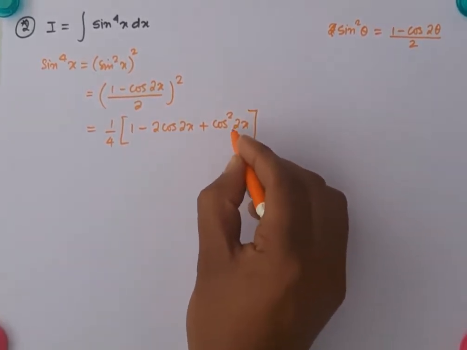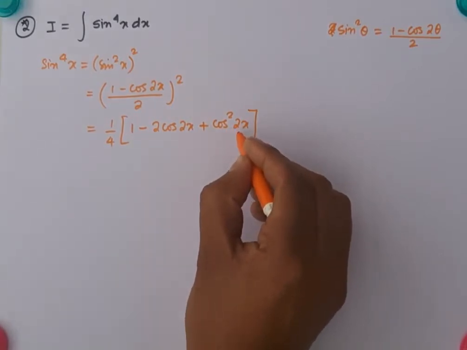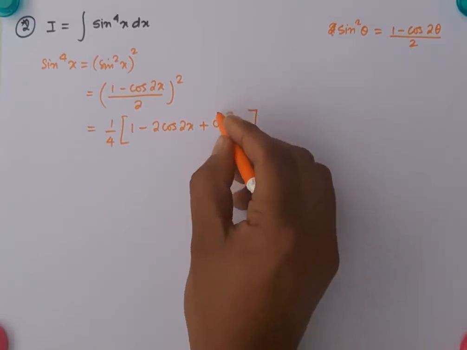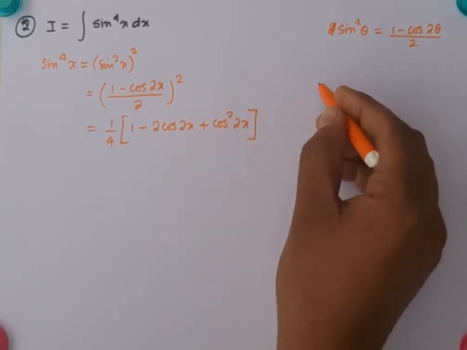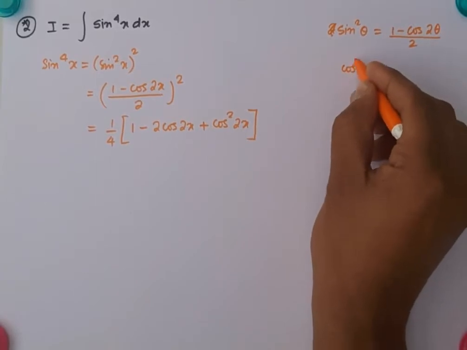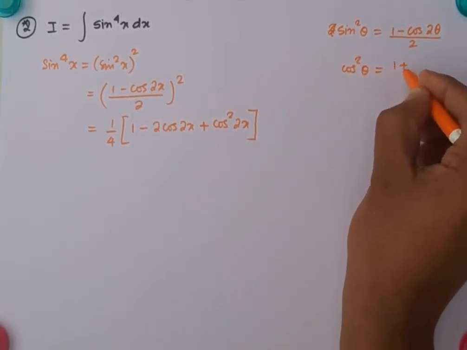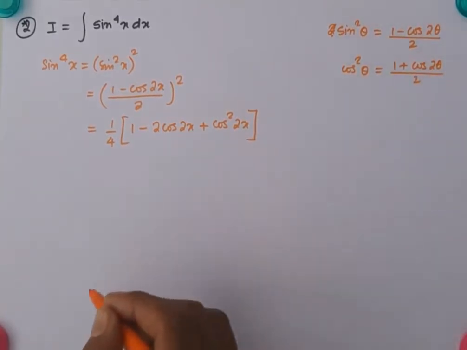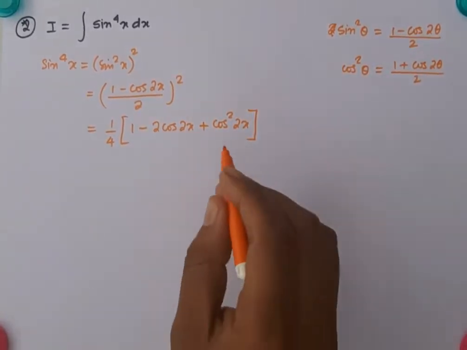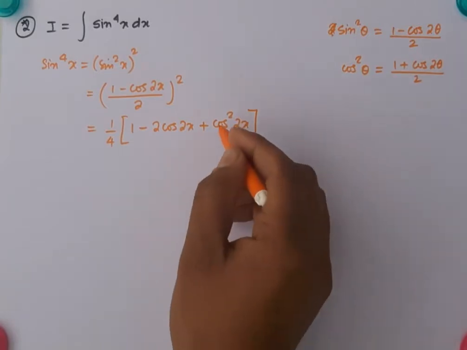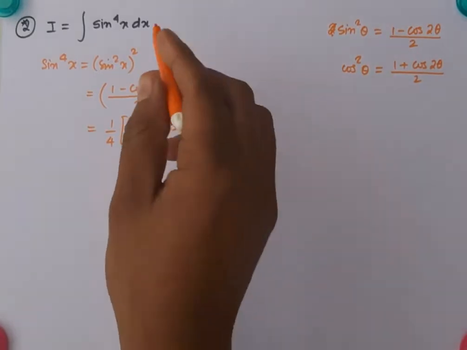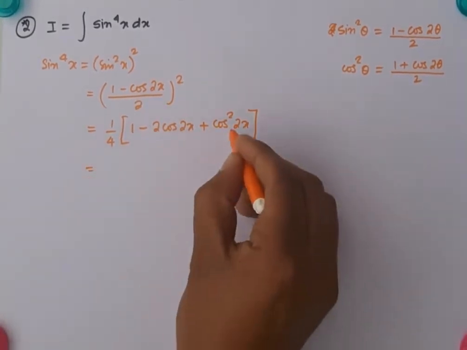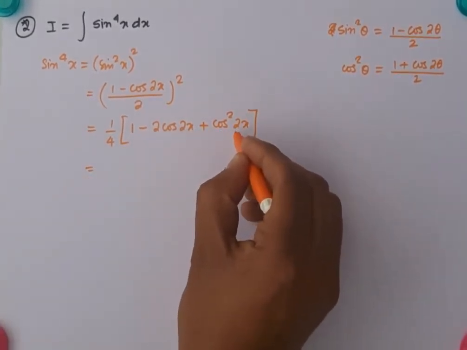Now again we have got cos square 2x, isn't it? So we have to change this, don't worry. We will write cos square theta as (1 plus cos 2 theta) by 2. This is another formula, that's for cos square. The same rule is there with cos also. Whatever we are doing with sine, the same rule happens with cos also. So in that case I need to express this as this.